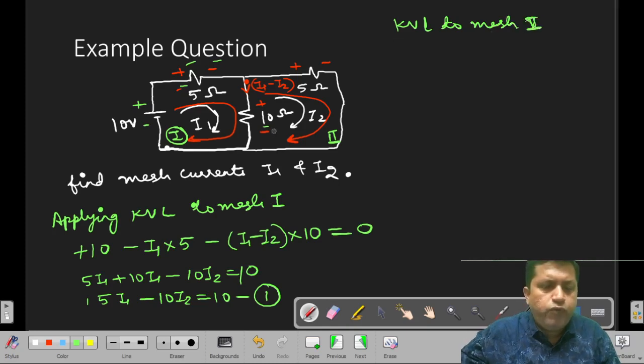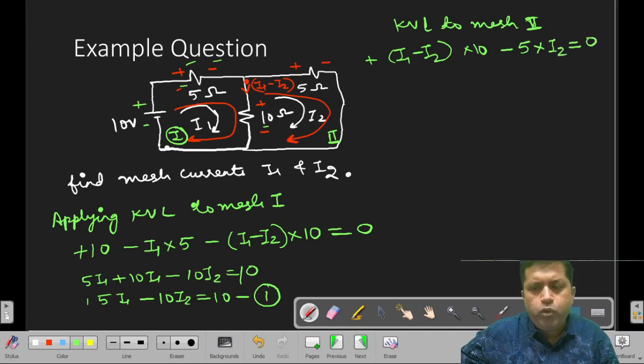So KVL to mesh 2. From the 10 ohm the current is I1 minus I2, resistance is 10, so into 10 it is going from minus to plus, that is plus. From the 5 ohm it is going from plus to minus, voltage drop, 5 into current I2, that is equal to 0. So from here clearly 10I1 minus 10I2 minus 5I2 is equal to 0.